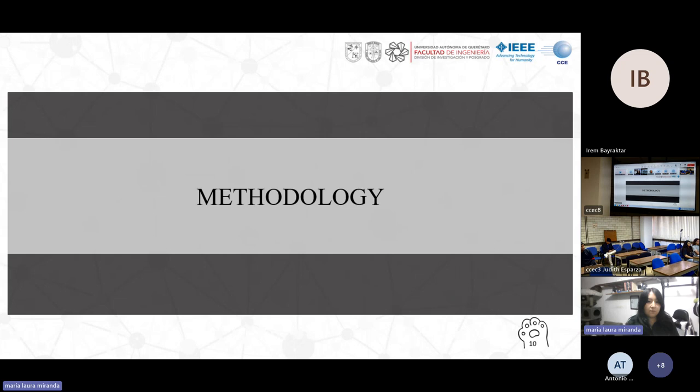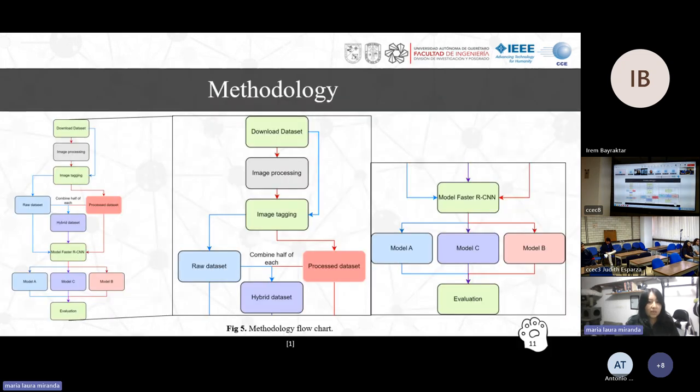Now we go on to the methodology. With that in mind, it was proposed to follow the methodology that we can see in the flowchart, which I will explain step by step.